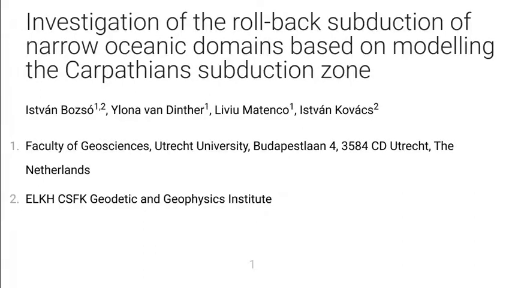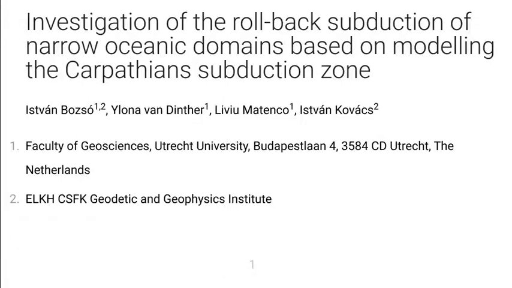I'm a PhD student at Utrecht University and a guest student at the Faculty of Geosciences at Utrecht University. My co-authors and I are working on the development of a numerical geodynamic model intended to reproduce and help explain the evolution and formation of the East Carpathians, the Pannonian Basin and the seismogenic Rancia zone.